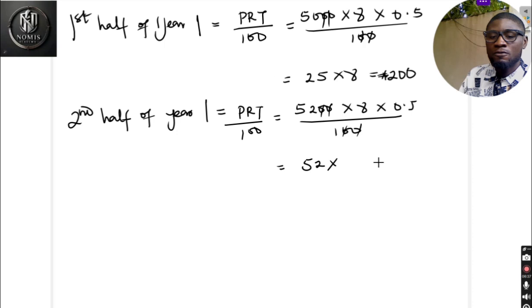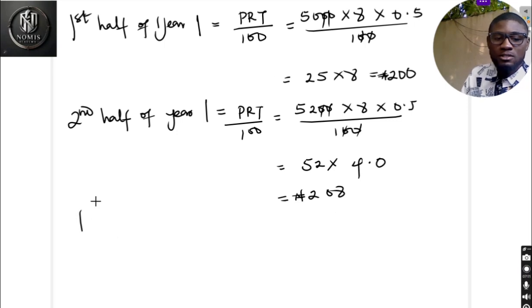8 times 0.5 is 4. So we have 52 multiplied by 4. 52 multiplied by 4 is 208, right? Yes, 208 naira. So this is the interest earned at the second half of year 1.